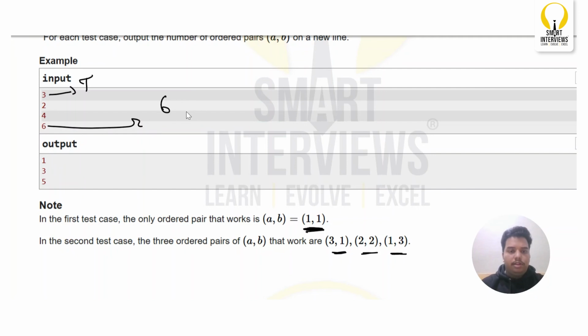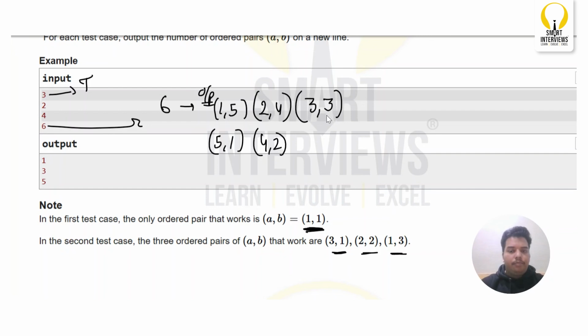For input 6, if you observe, the output can be 1 comma 5, and also 5 comma 1. I can also tell 2 comma 4 and the other way 4 comma 2, and what else, 3 comma 3. So if you observe, for 2 the output is 1, for 4 the output is 3, for 6 the output is 5. Do you observe any pattern here?